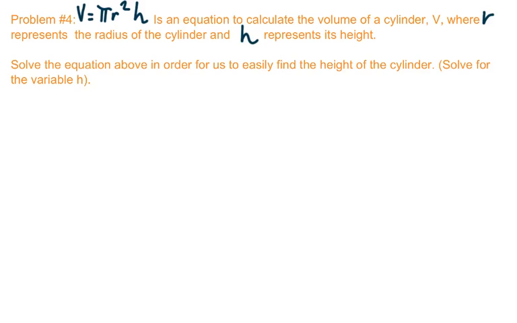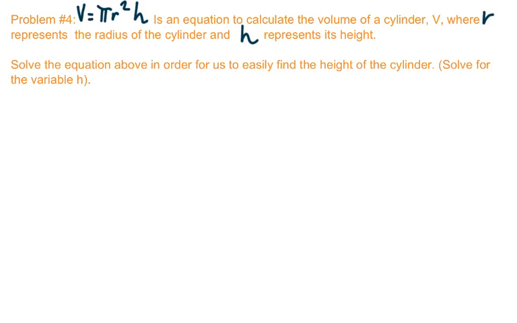Here's our last problem that we're going to look at, solving for one variable within a formula. So we are given the formula of V is equal to pi r squared h. This is an equation that is used to calculate the volume of a cylinder, where r represents the radius of the cylinder and h represents its height.